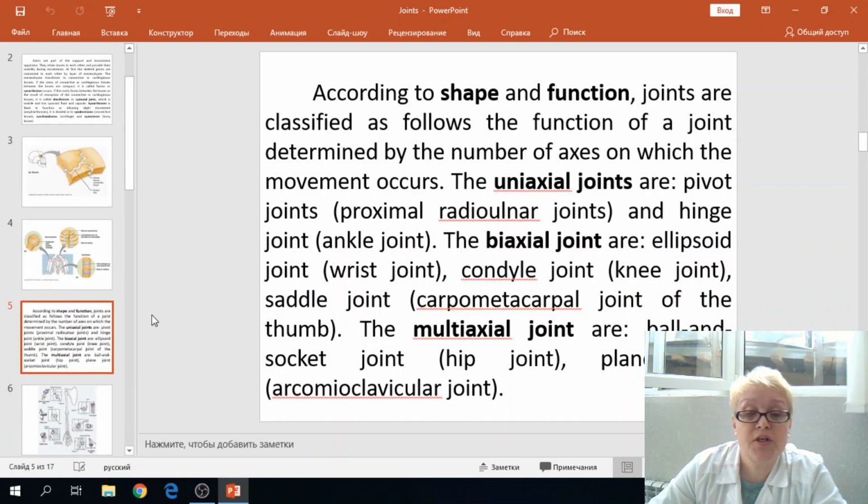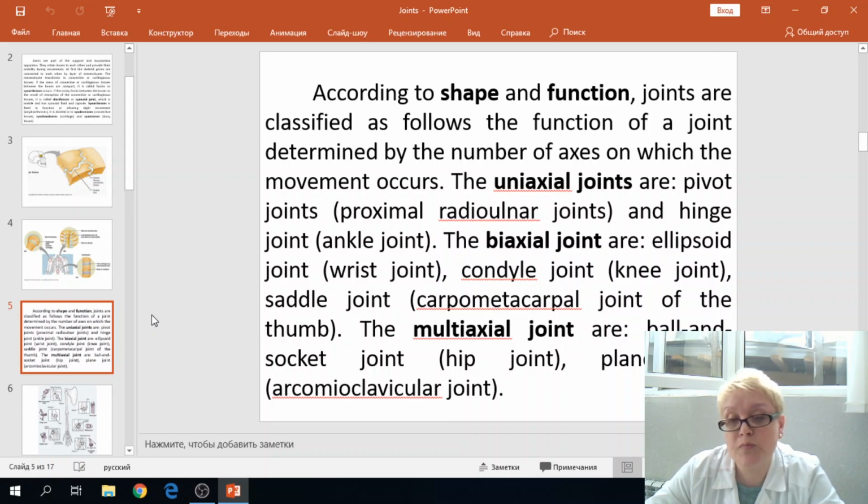So according to shape and function, the joints are classified as follows. The function of a joint is determined by the number of axes on which the movement occurs. This is the classification of the synovial joint, which is mobile, and the movements possible in this joint take place in different kinds of axes. The uniaxial joints are the pivot joint, for example the proximal radioulnar joint, and the hinge joint, for example the ankle joint.